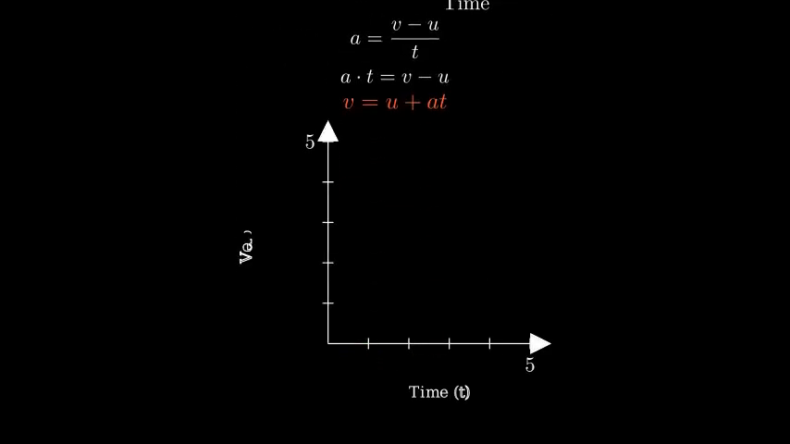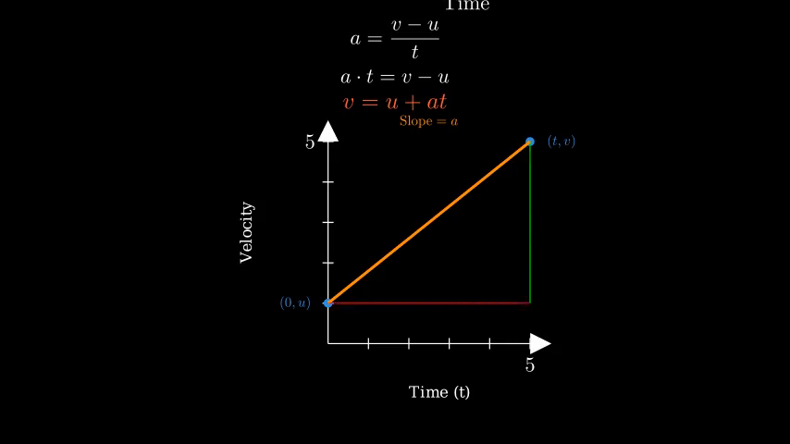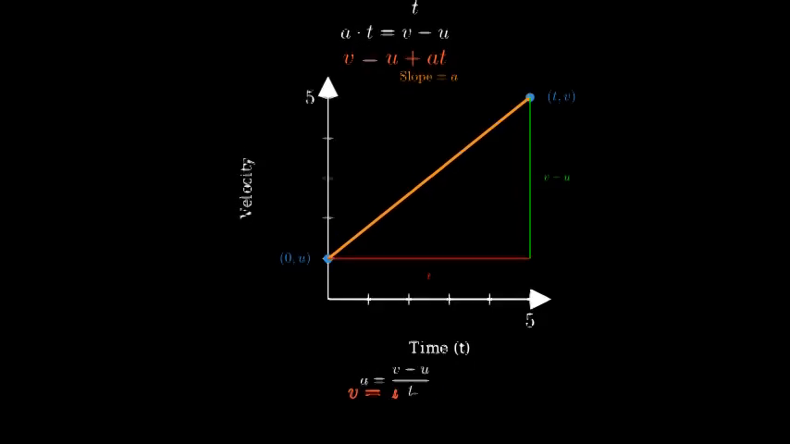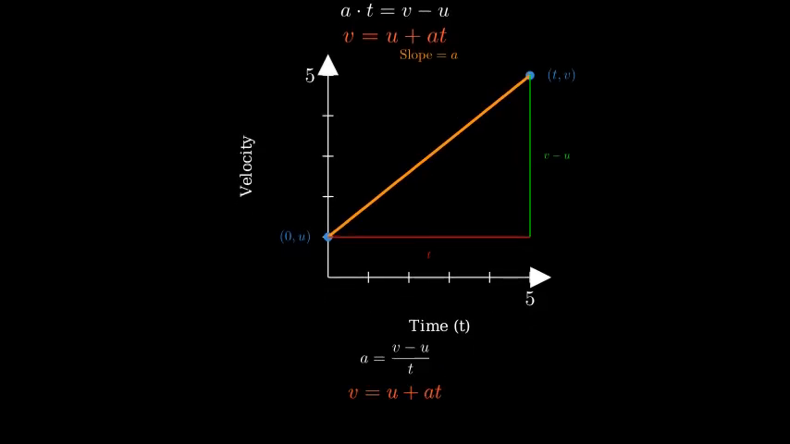Now, let's derive the same equation graphically. Consider a velocity-time graph for an object moving with constant acceleration. At the starting point, time is 0 and velocity is u. At the end point, time is t and velocity is v. Since acceleration is constant, the graph is a straight line, and the slope of this line equals the acceleration, a. Using the slope formula, rise over run, we get a equals (v minus u) divided by t. Rearranging gives us v equals u plus at, confirming our first equation.